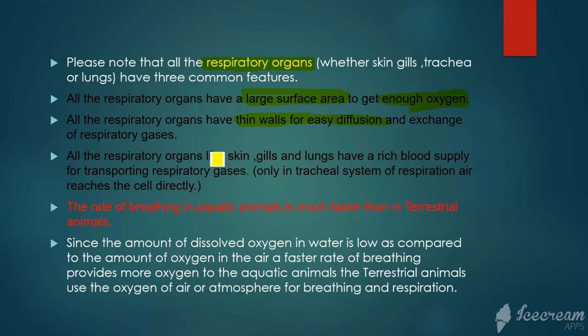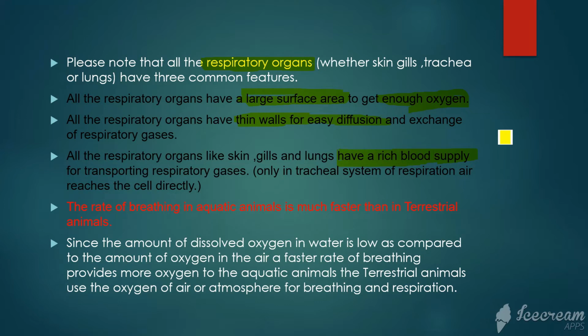All the respiratory organs like skin, gills, lungs are rich in blood, have to have a rich blood supply. Okay, the third point is have a rich blood supply for transporting respiratory gas. देखो, in this all the skins, lungs and gills, they have to have a rich blood supply because we all know the oxygen that will be dissolved or that will be absorbed by the respiratory organs need to reach each and every cell of the body. So how will this be transported inside the body?